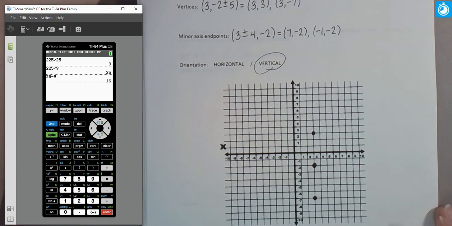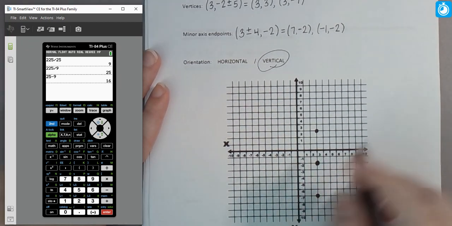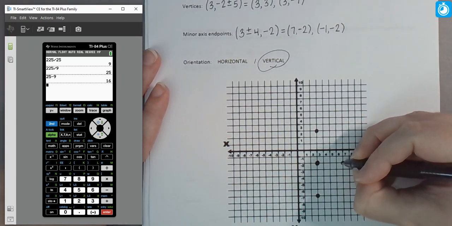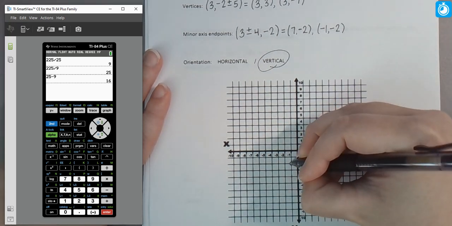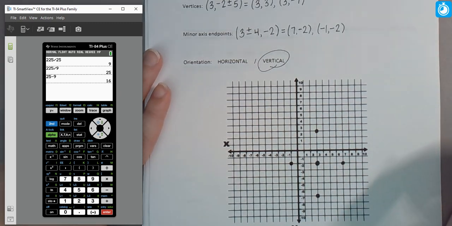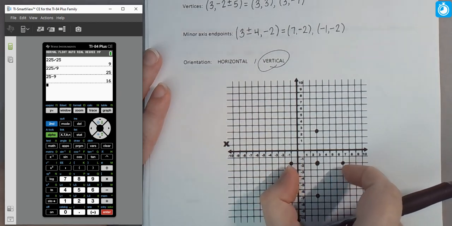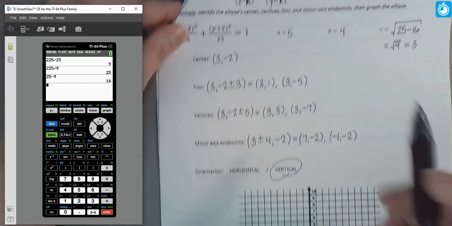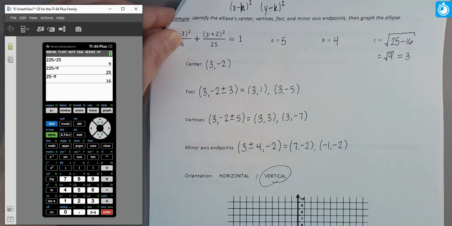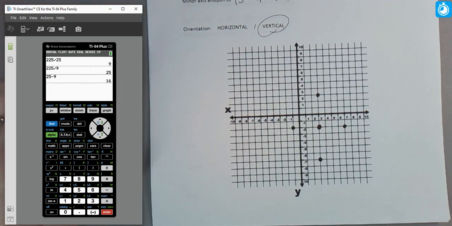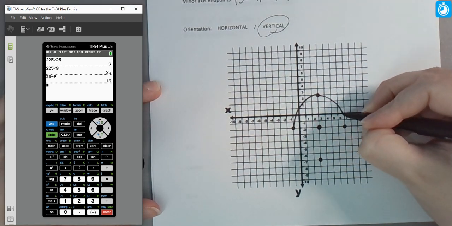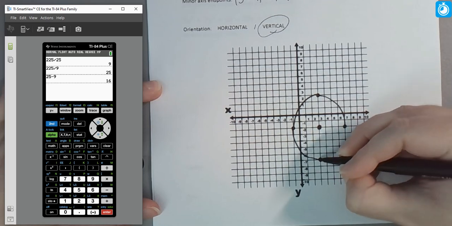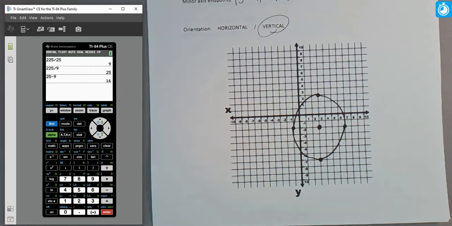So let's put those on the graph and then we should have enough. So 7, -2, and then -1, -2. And again, double check, equidistant from the center, that's 4 units in either direction, a total distance of 8 units between them, which is 2 times B, which is exactly what we expect to get. So those are going to be the points for our ellipse. So connecting the dots, and there we go.